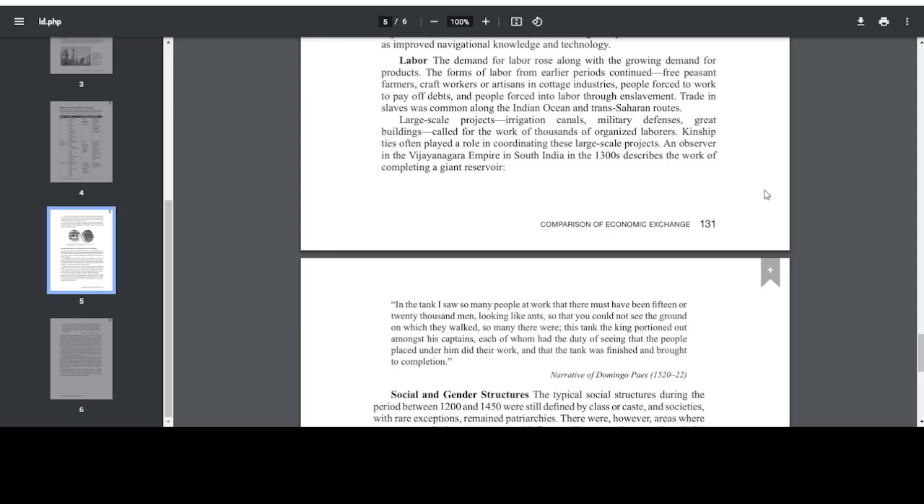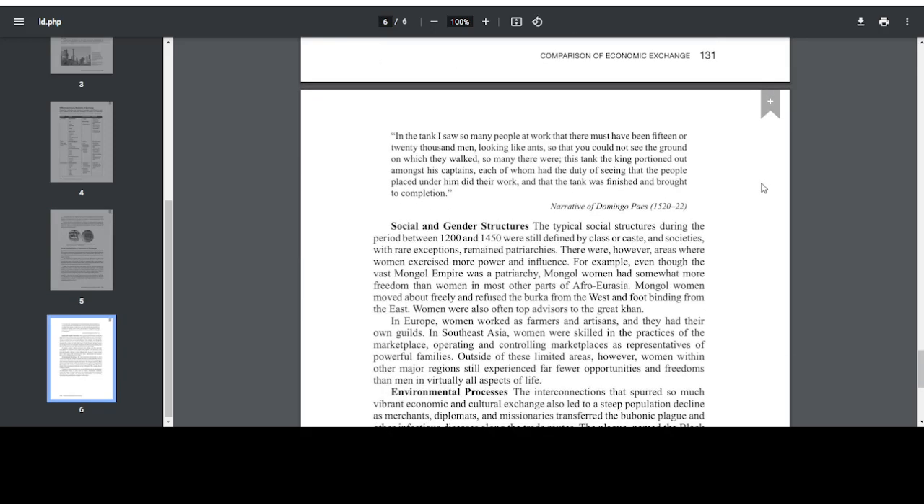An observer in the Vijayanagara Empire in South India in the 1300s describes the work of completing a giant reservoir. Quote, "In the tank, I saw so many people at work, and there must have been 15 or 20,000 men looking like ants, so that you could not see the ground on which they walked."